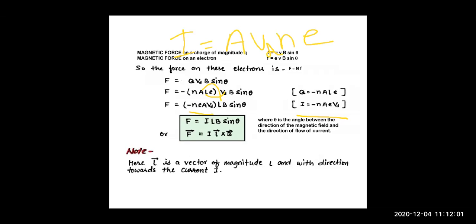So instead of that, we are putting over here I. L. This is L which we had taken out of the bracket. B sine theta. Now it's sine theta, so instead of sine theta, we can put cross product. So cross between L and B. So L and B are vectors. Now we are familiar with the vectors. So this is vector F equals to I vector L cross vector B. So where theta is the angle between these two vectors.